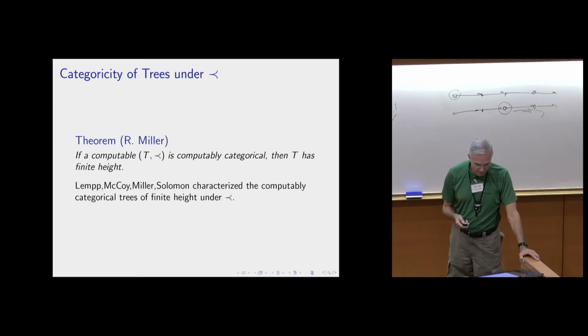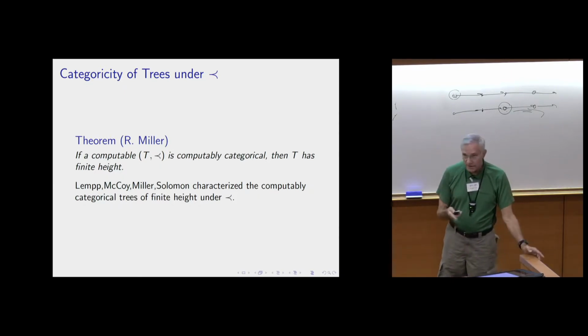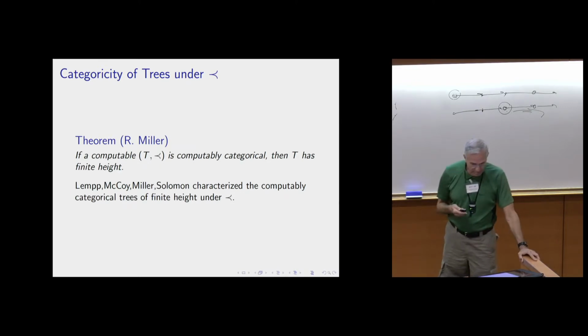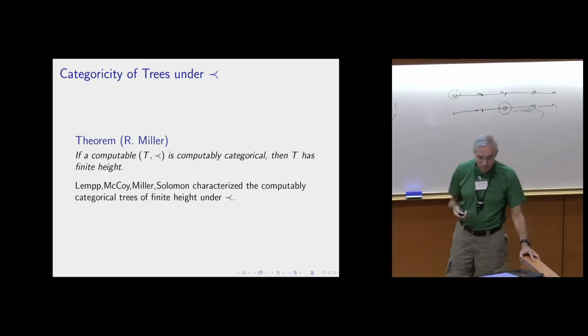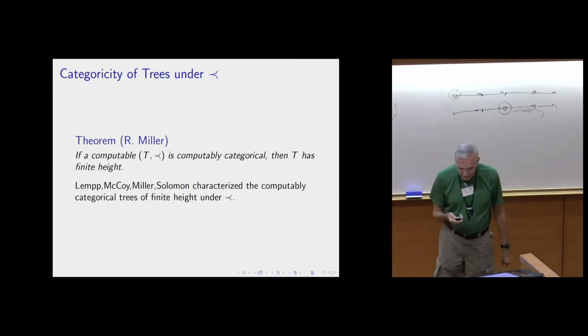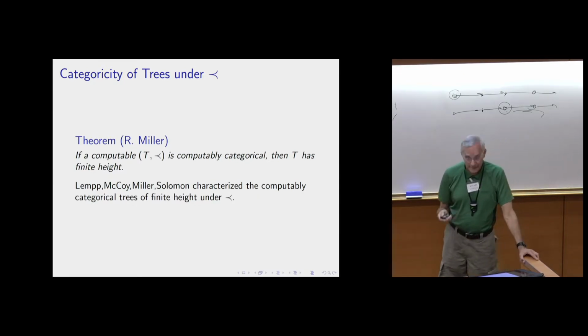Okay, so standard notions. Then Russell-Miller showed that under the partial ordering, if the tree is computably categorical, it can only have finite height. And Miller, Reed, and Charlie McCoy characterized the computably categorical trees of finite height, a fairly complicated notion that I may not want to really talk about, but they did that characterization.